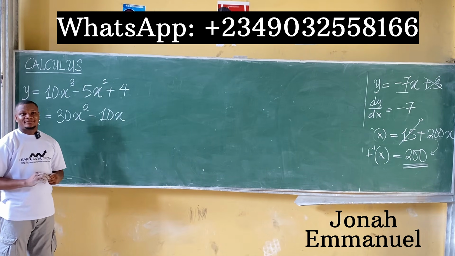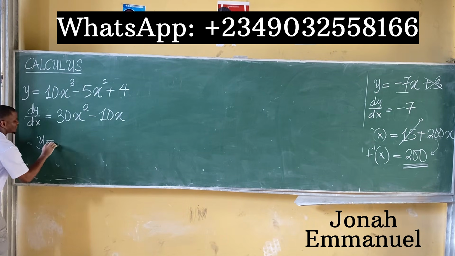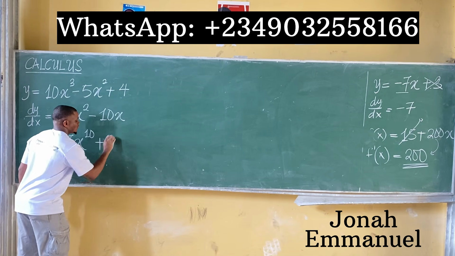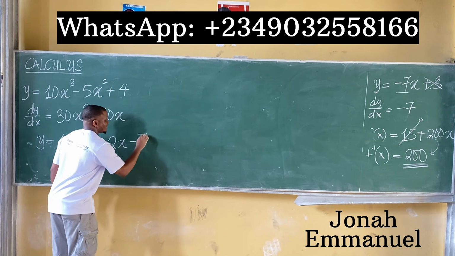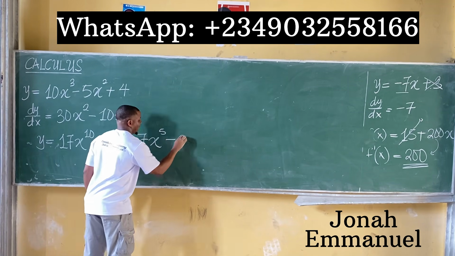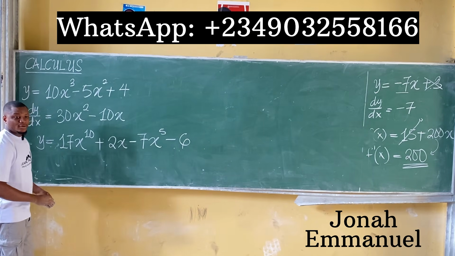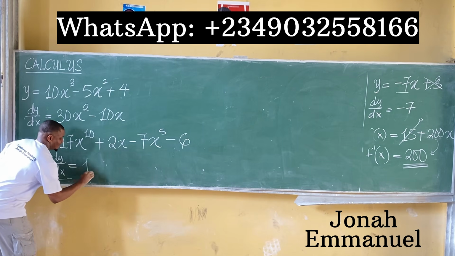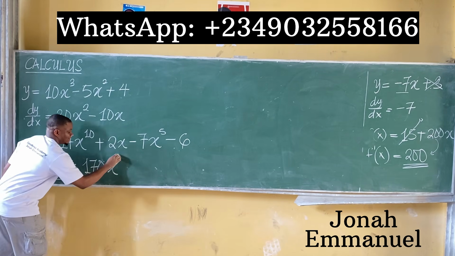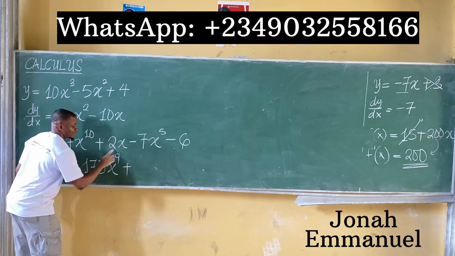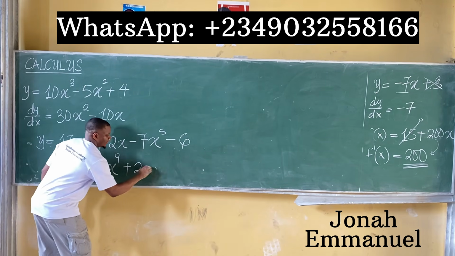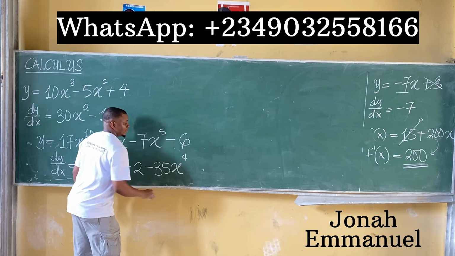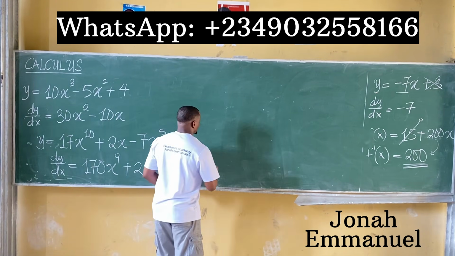If I have that y is equal to 17x to the power 10 plus 2x minus 7x to the power 5 minus 6, please, for this, dy dx is what? 170x to the power 9 plus 2 minus 35x to the power 4. That is gone, all right? One last one.